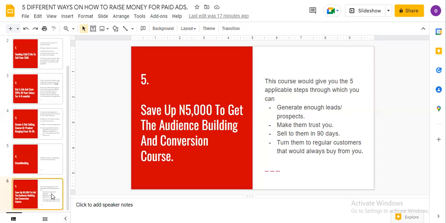Imagine if you have 1,000 leads and you roll out a 5K product and 100 persons buy from this 1,000. Do you know how much you've made? You roll out a 5K product and 100 persons buy your 5K product. Do you know how much you've made? 5K times 100 is 500,000 naira.